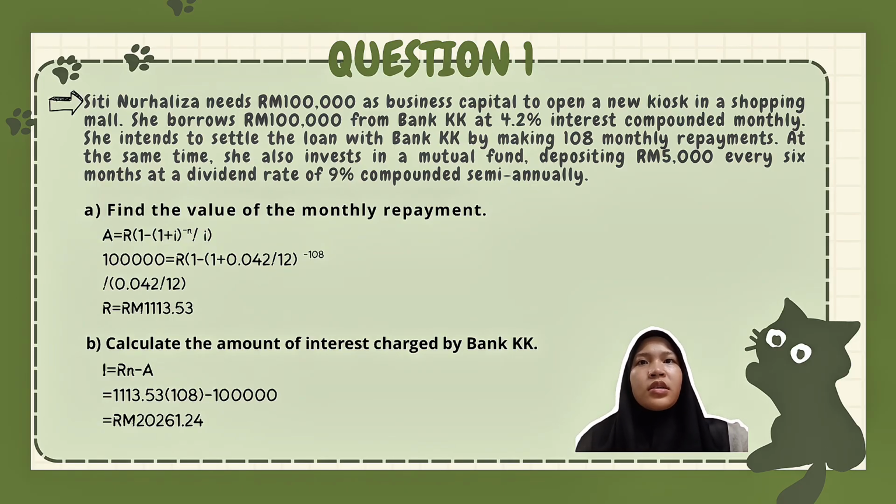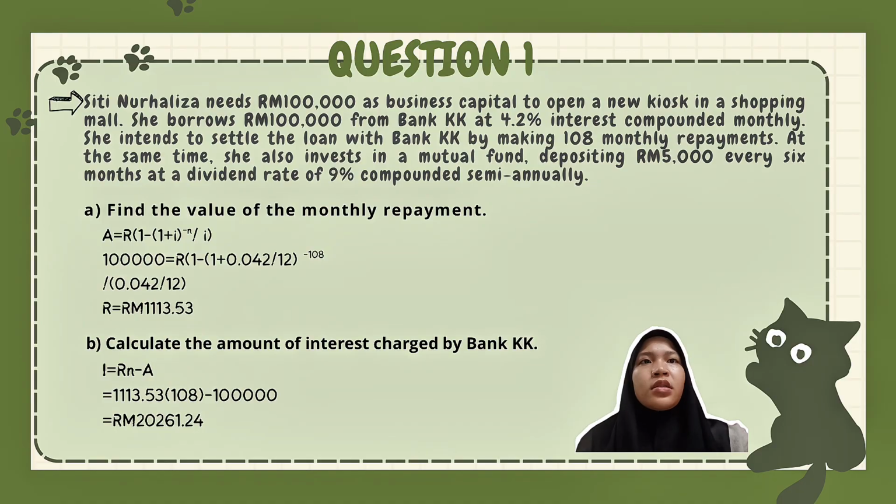So for A, 100,000 equals R times (1 minus (1 plus 0.042 per 12) to the power of negative 108) per (0.042 per 12). So the total for R is 1,130 ringgit and 53 cents. Then for question B, we need to calculate the amount of interest charged by Bank KK by using the formula Rn minus A. So just enter the numbers in the formula.